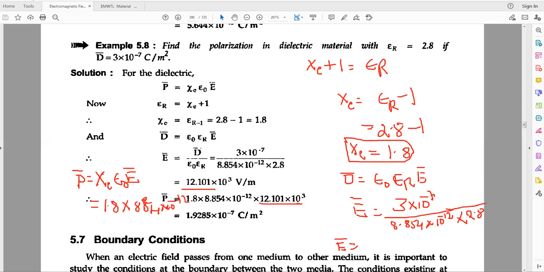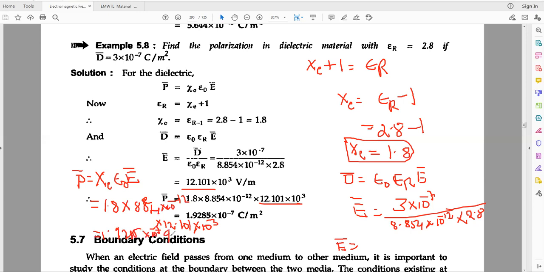And E bar, we got the 12.101 into 10 to the power of 3, given it is a kilo, 10 power 3. Got it? I will get 10 power 3 from this equation, the 12.101 into 10 power of 3. Simplify this function: 1.9285 into 10 power of minus 7.